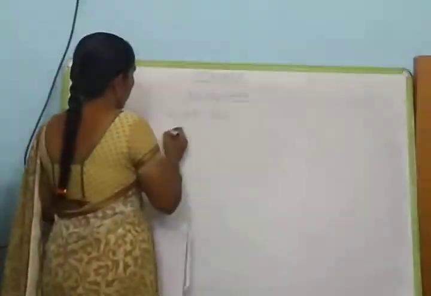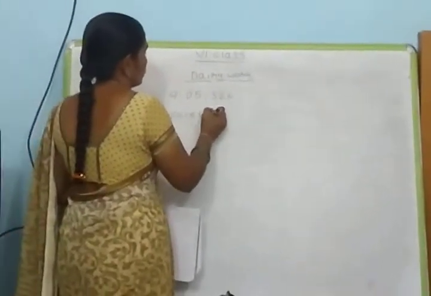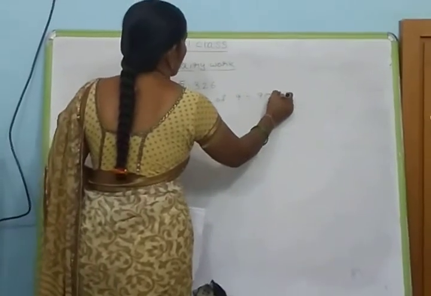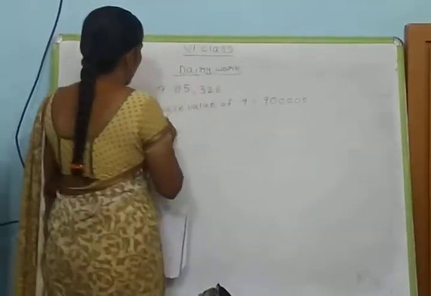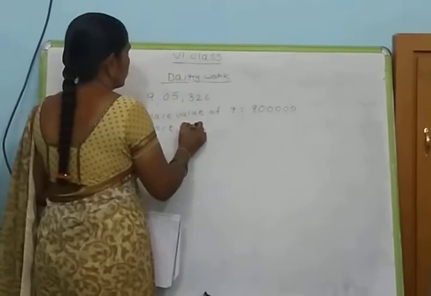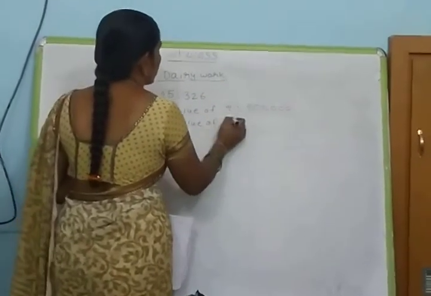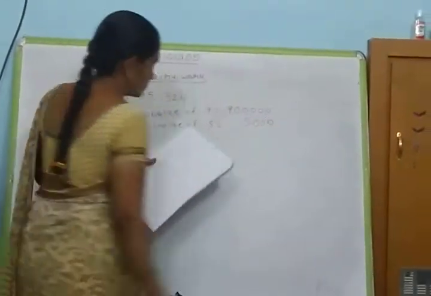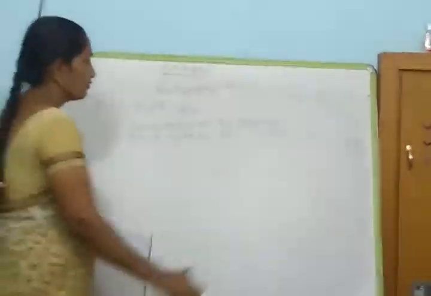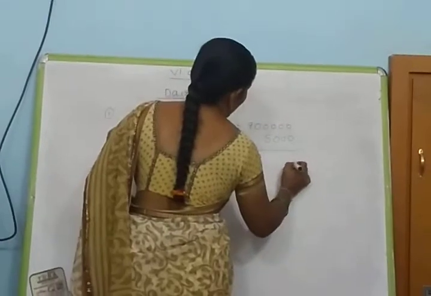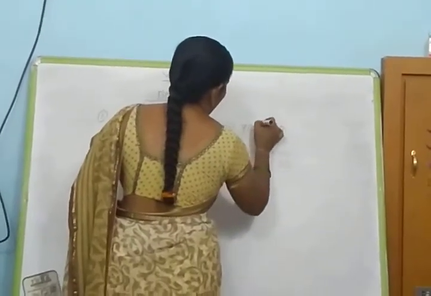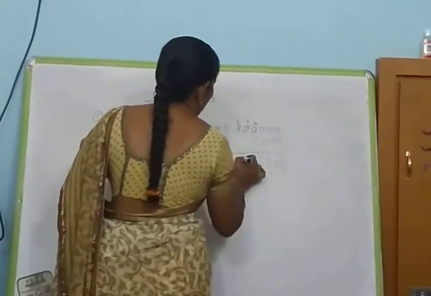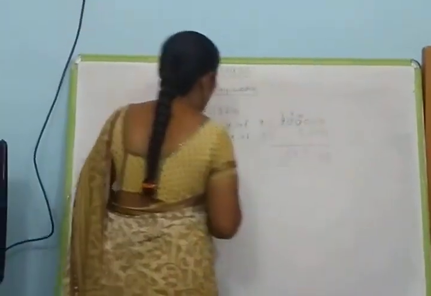9,05,326. What is the place value of 9 in this number? 9 lakh. What is the place value of 5? 5 is in which place? Thousands place. 5,000. So what do we have to find? The difference. Difference means subtraction. 10 minus 5, 5. Here 9. Here 8. So like this you have to write.